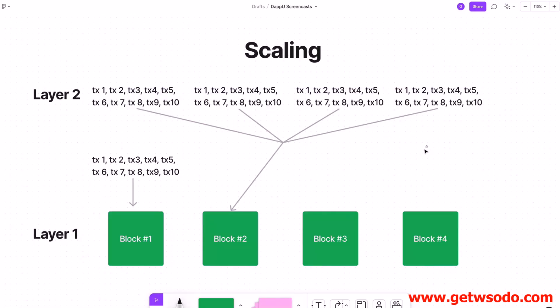Let's look at an illustration of how the basic concept of scaling works. Okay, so this is going to be a little bit abstract. This is not going to be the exact values or anything like that, but this will at least illustrate the concept. So let's think about layer 1 Ethereum. This is just the Ethereum that you would be using directly without a layer 2 scaling solution. And let's pretend that we have 4 blocks in this blockchain: block 1, block 2, block 3, block 4.